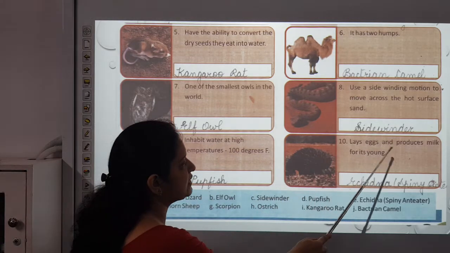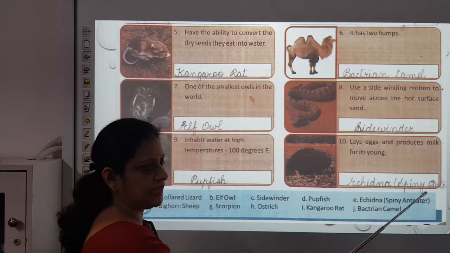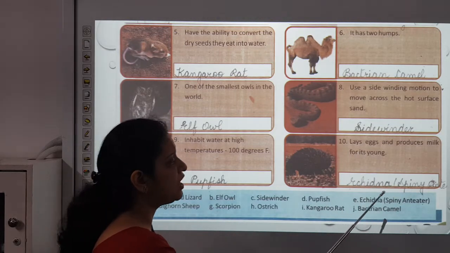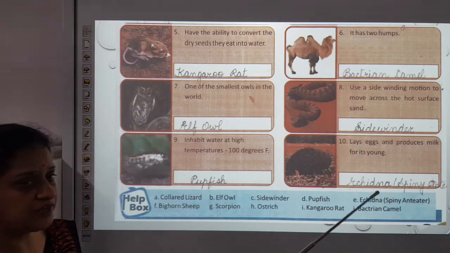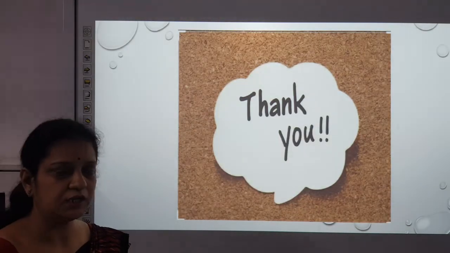And lays eggs and produces milk for its young. It lays eggs for its babies and produces milk. Echidna, spiny anteater. So we finish here. Fill it carefully. Thank you.